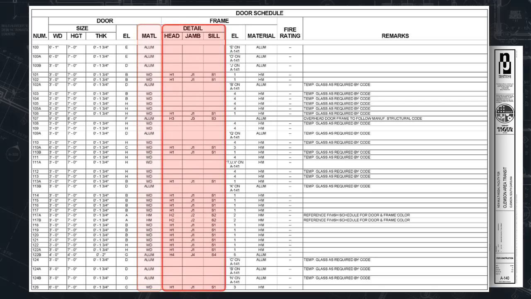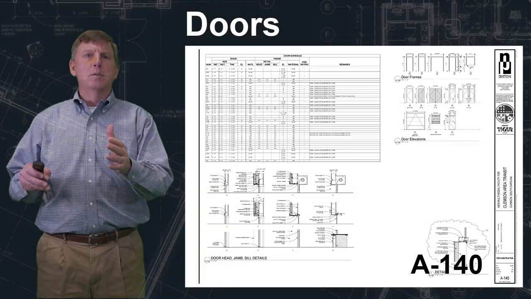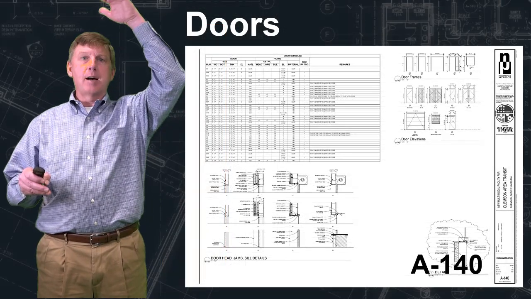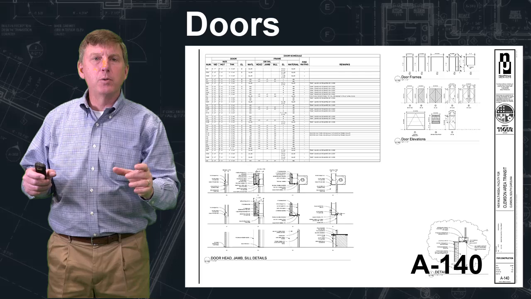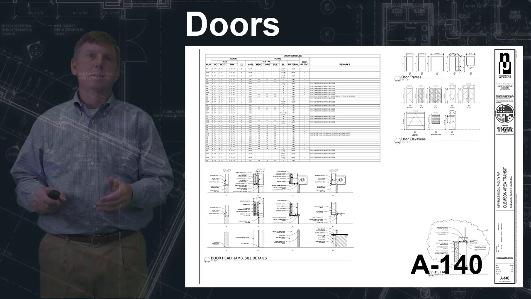Looking at the frame, it's divided up into three parts: the head, the jamb, and the sill. What are those? The head, top of the door. The jamb, side of the door. The sill, bottom of the door.